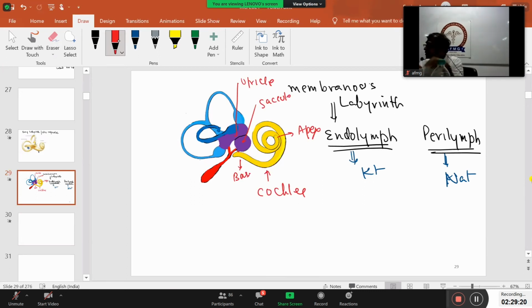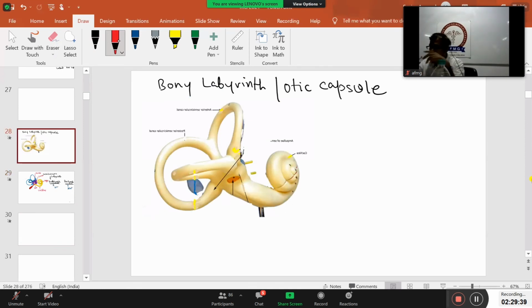This is the main labyrinth, the membranous labyrinth, the actual functional labyrinth. The function of hearing and balancing is happening in this membrane. This is the main thing. But this membrane needs protection around it, and the protection is a bony protection. So obviously this is the cochlea. This is the vestibule area. What is inside this vestibule? The saccule and the utricle are inside this area. And of course, we have three canals: the superior canal, the posterior canal, and the lateral canal.